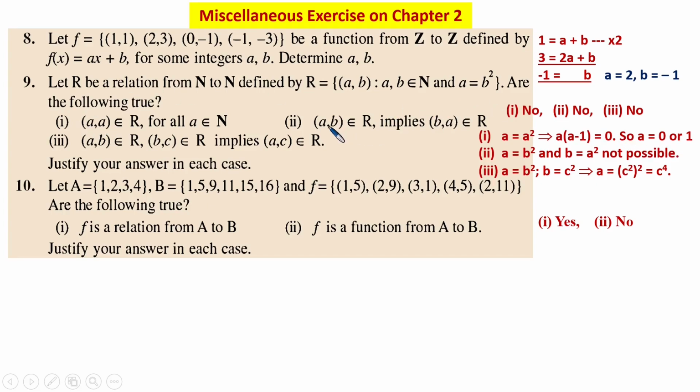Similarly, for a comma b implies b comma a belongs to R. Here you see, if I apply this condition, you will get a equal to b square for this, and then for this it is b equal to a square, which is not possible. So hence this is not true for this.